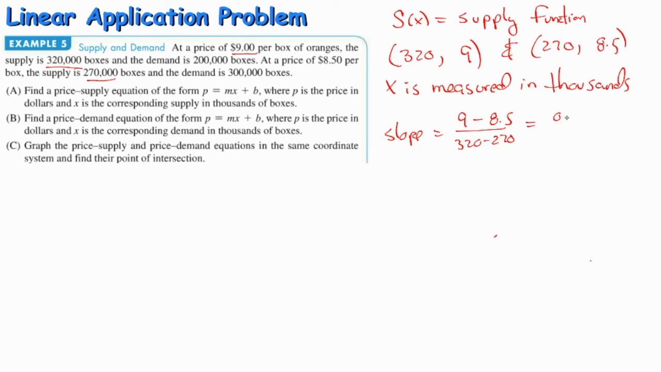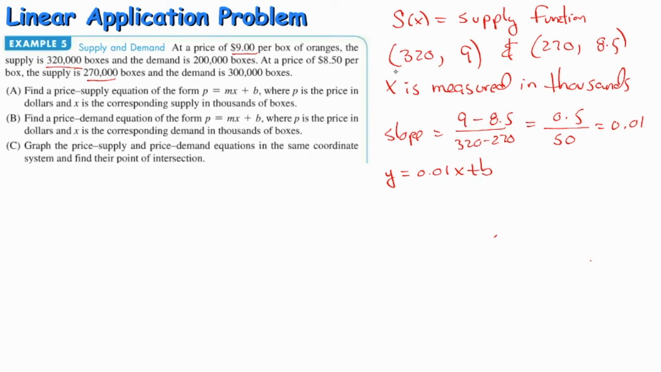And that gives us 0.5 over 50. And we can simplify this fraction as 0.01, that is 0.5 divided by 50, and that is our slope. So we have y equals 0.01x plus b.